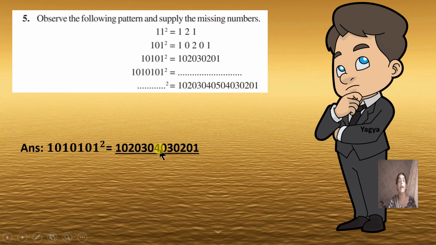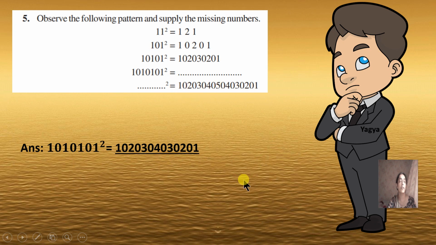1, 2, 3, 4. Okay. And then it goes in the reverse order: 4, 0, 3, 0, 2, 0, 1. Now here you are given the reverse. This is blank, and see here. Observe this. Here the maximum number is 5. That means they have gone till 5, and then the reverse order.